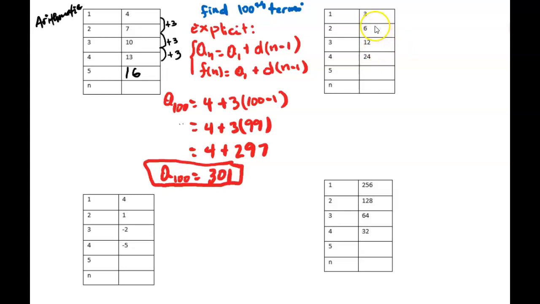Another way I can do that, if I do 6 divided by 3, I get 2. So 3 times 2 is 6, 6 times 2 is 12, 12 times 2 is 24. So therefore, I'm dealing with a geometric sequence. You multiply the first term by 2 to get the second term, and you multiply the second term by 2 to get the third term, and the pattern continues. So that's a geometric sequence.